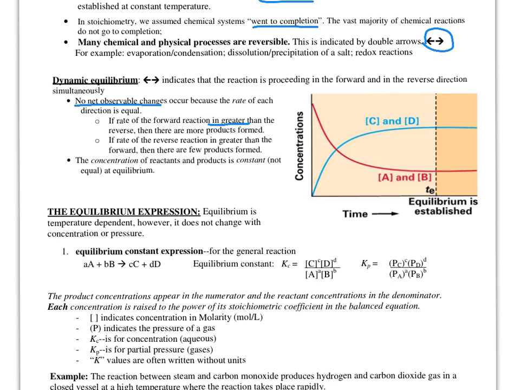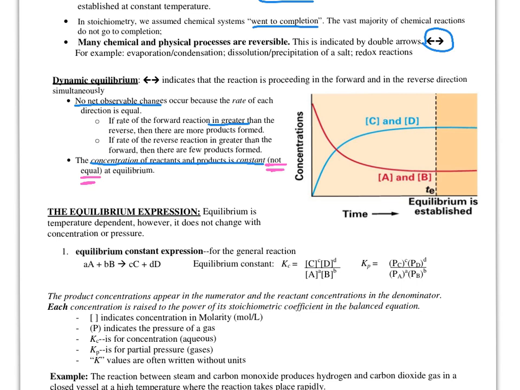At dynamic equilibrium, the concentration of your reactants and products is constant. Keep in mind, really important, I'm going to circle it, that doesn't mean that the concentrations are equal. I can have 1 molar of a reactant and 0.1 molar of a product. They're not equal, but they are going to remain 1 molar and 0.1 molar.